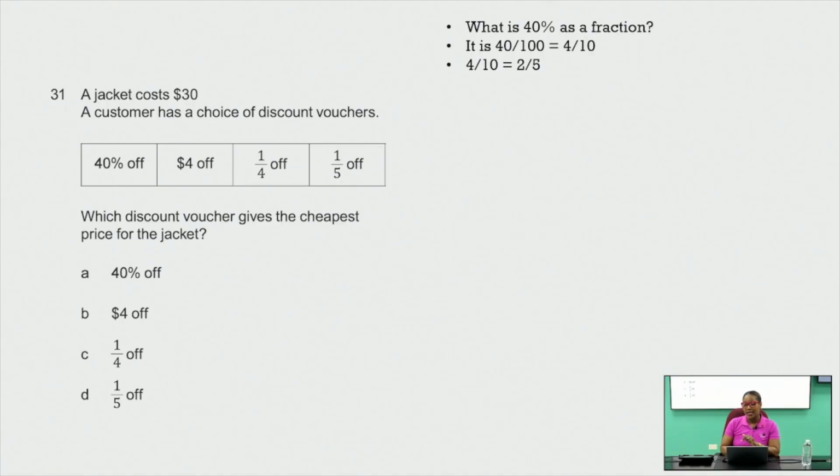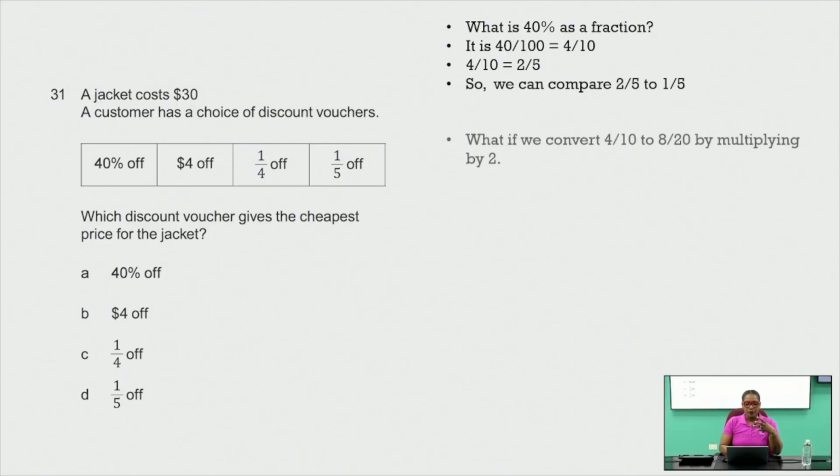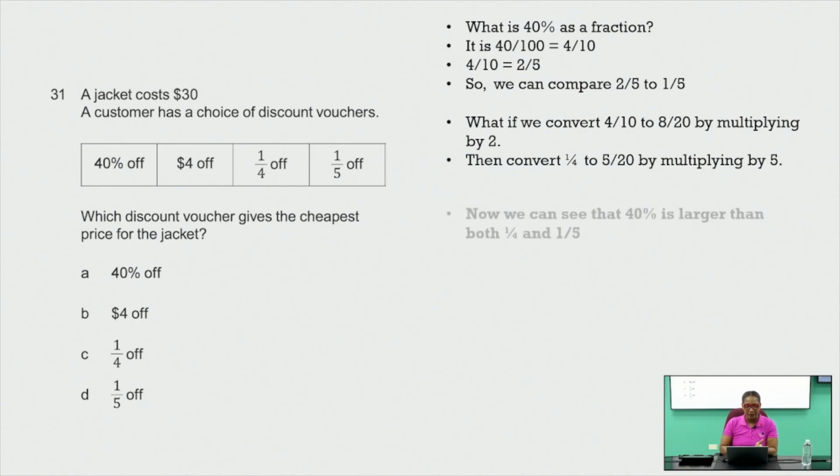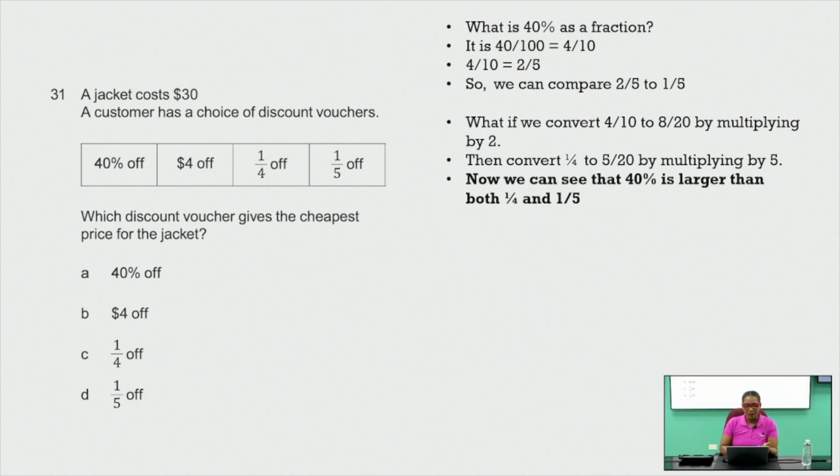If you know what a quarter is as a decimal, it's an easy pickup here, because a quarter is really 0.25. And 0.25 is 25 hundredths, which is less than 40 hundredths. So 40% is really the best price. But you could also use your 4/10 and convert it to 20ths, and then your quarter to 20ths and make a comparison, you'd still see that 40 is larger than a quarter and 1/5.